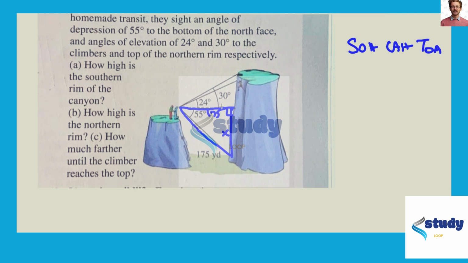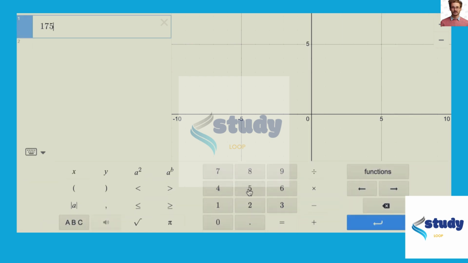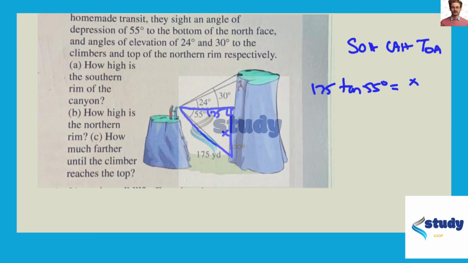From the 55-degree angle, we know the adjacent is 175. We want to find the opposite. That's a tangent. Tangent of 55 degrees would be equal to opposite over adjacent. So 175 tangent 55 degrees would be that height. Calculator, degree mode, 175 tangent 55, about 250 yards.